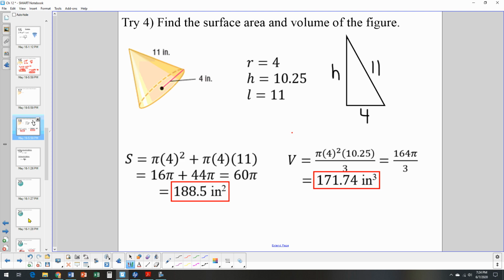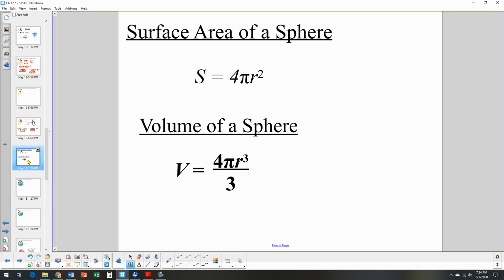We're so close to being done, guys. Sphere. I didn't draw a sphere here, but a sphere only has a radius. So the surface area is 4 times pi r squared, and the volume is 4 times pi r cubed all over 3.